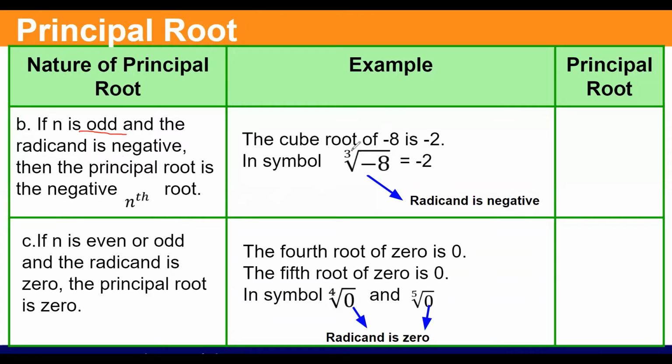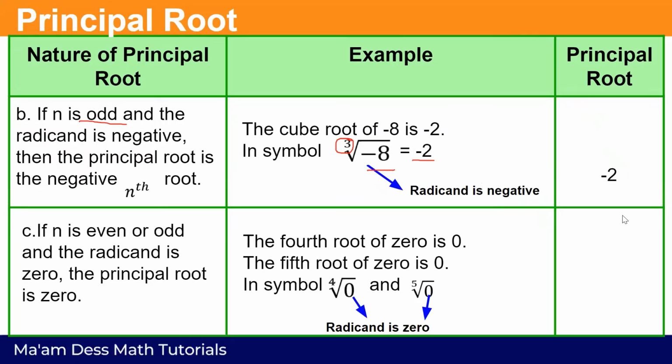Okay, so ito po yung index natin, which is 3. Ayan. Ang negative cube root po ni 3 ay negative 2. So, ulit, ang radicand po ay negative 8. Okay. Now, so let us have, then the principal root niya is negative 2. Okay? So again, principal root po ay negative 2 kapag ang index niya ay odd and then yung radicand niya ay negative.